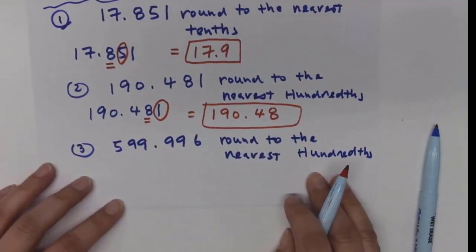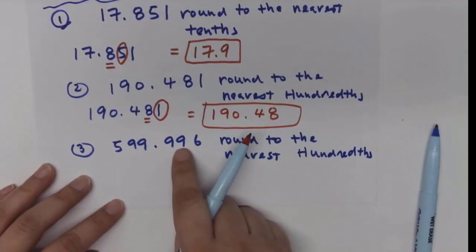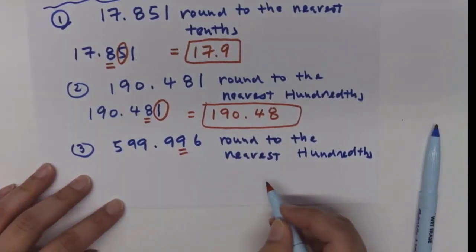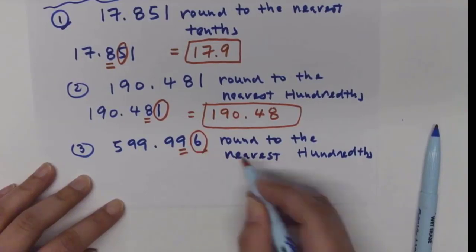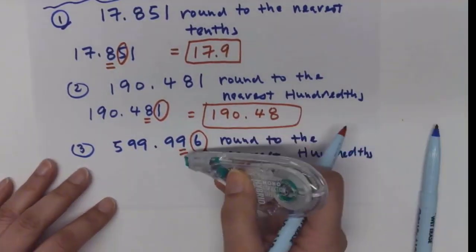Okay, the last one, I need to figure out which one is my hundredths value, which is tricky. There are so many 9s, right? So this is your tenths, this is the hundredths, right? So I need to decide if I'm changing this number or not based on the 6. Okay, this time, I'm sorry, why did I do that? I should rewrite my question, right?